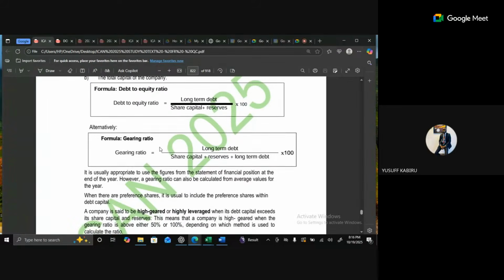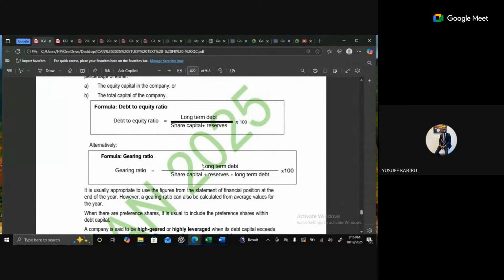And they say alternatively, just as they mentioned earlier, you can use your total debt plus your share capital and other long-term debts, your reserves. In fact, your total capital is what you are comparing it to. So you can use either of these to calculate your gearing ratio, depending on what you really want to achieve.